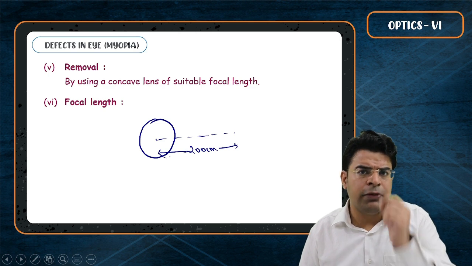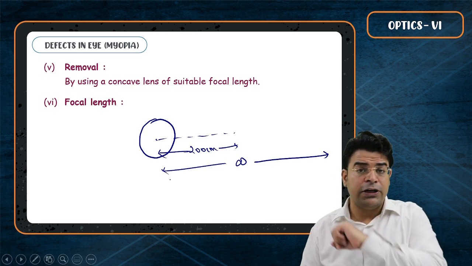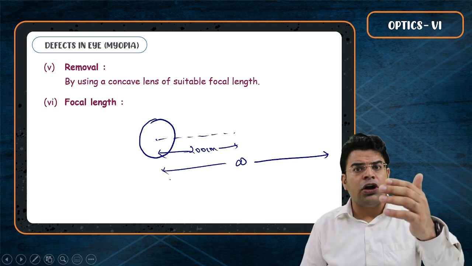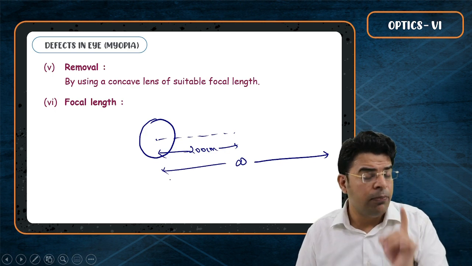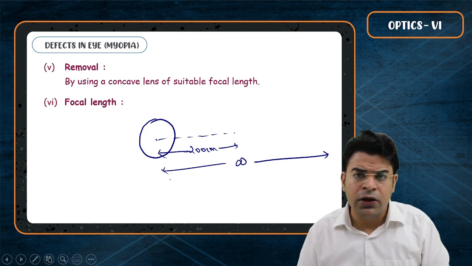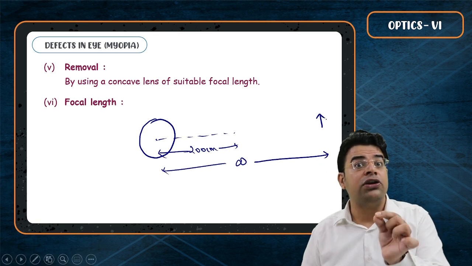For a healthy human being, the far point is at infinite distance. But for this person, the far point is at 200 centimeter. So if you place an object outside 200 centimeter, this person won't be able to see it clearly. But you want this person to see as well as a healthy human being. So when an object is placed at infinity, you want this person to see it clearly.